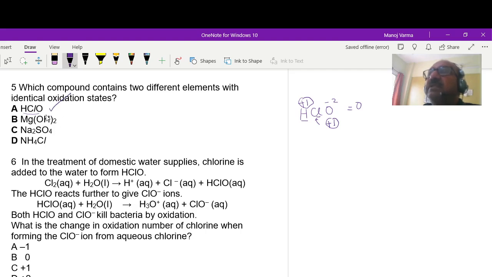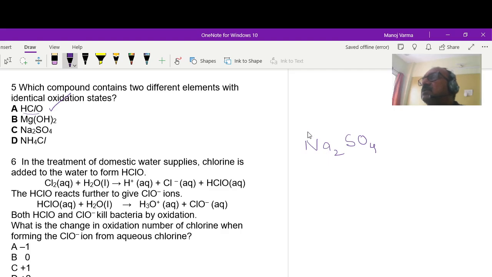So obviously we have already found out the correct answer. In the exam, if you have found the correct answer, there is no need to go further. But just for your understanding, I am going to tell you why the others are not the correct answer. So let me take another one, for example, Na2SO4. So let's see how it works out. Na2SO4, how are you going to do this?